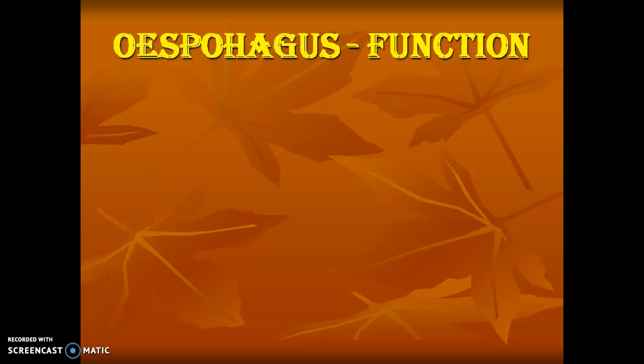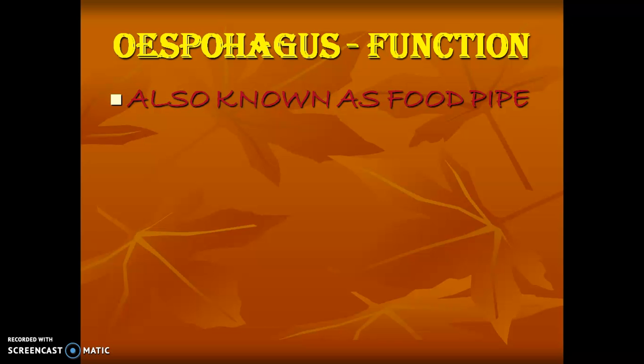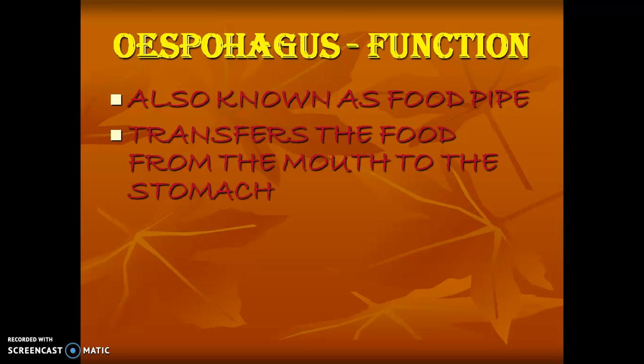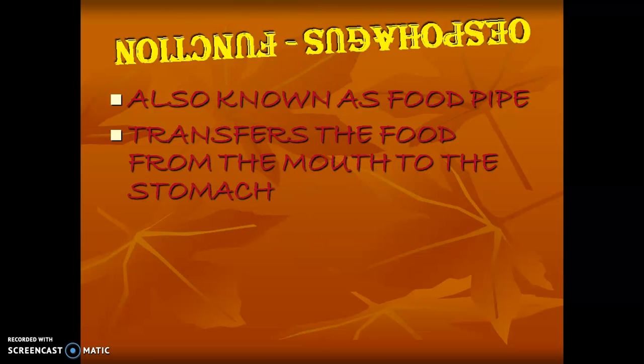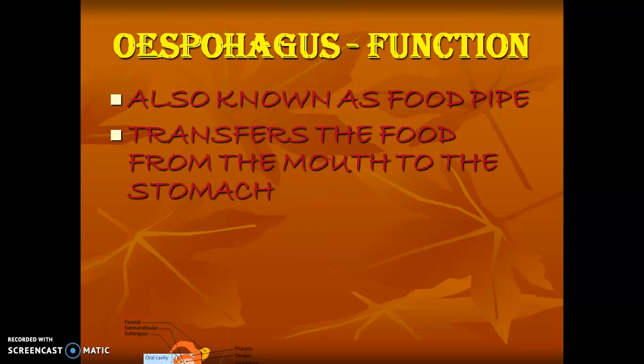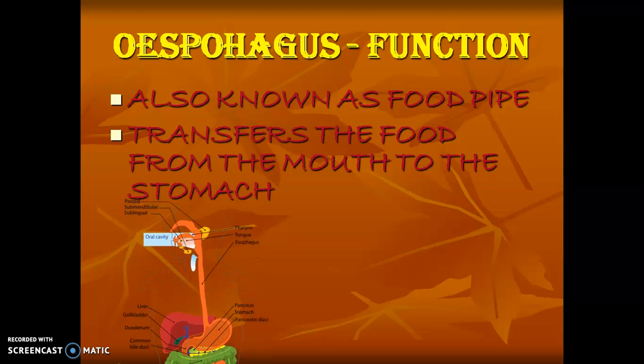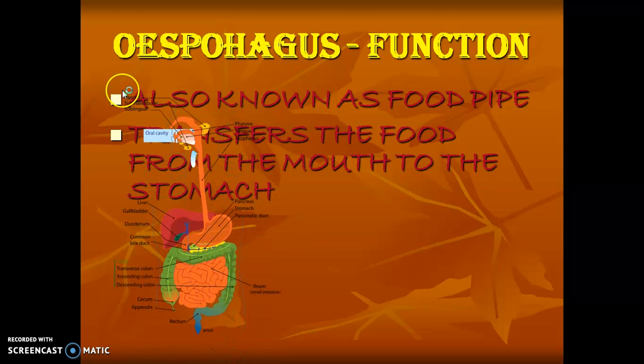The function of the esophagus. The esophagus, also known as the food pipe, transfers food from the mouth to the stomach. Now, this is the esophagus. This is your mouth or oral cavity, and the function of the esophagus is to take this food from the mouth and transfer it into the stomach.